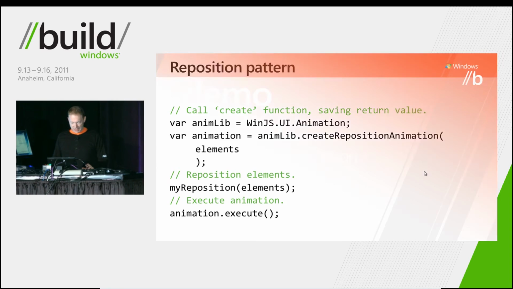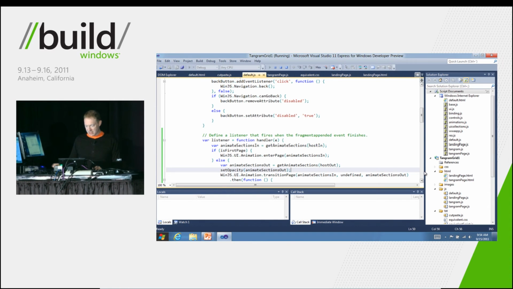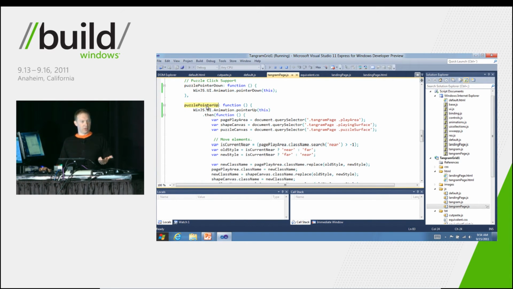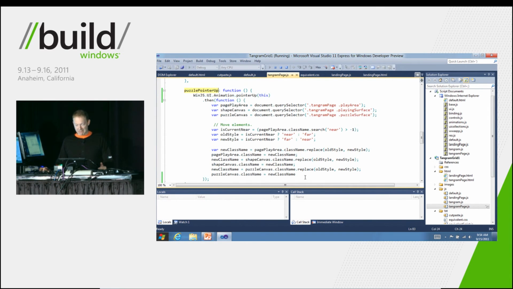And this actually goes in really nicely. That page, again, is tangrampage.js. We're in the pointer up, and this is where I have code. I basically changed the class ID to get the thing from one side of the screen to the other.